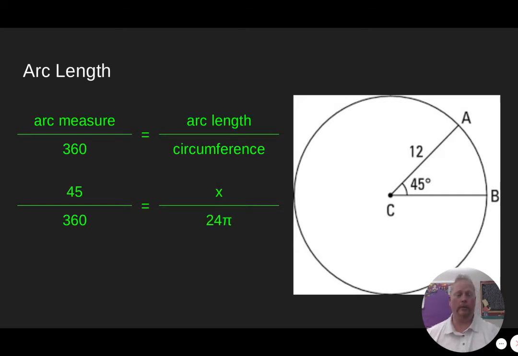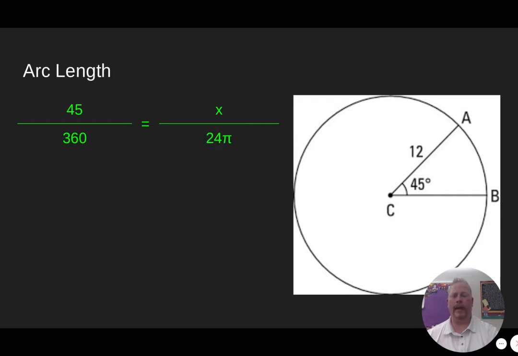And now I've got a proportion that we can solve. Do a little bit of cross multiply. Let's make some room first, and then we can go ahead and cross multiply. So 45 times 24 pi is 1,080 pi, and that equals 360x. Let's get x by itself by dividing by 360, and I get that x is 3 pi.